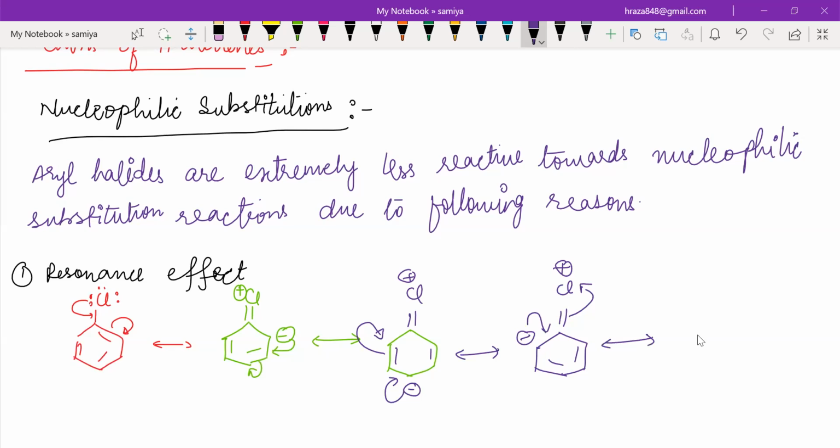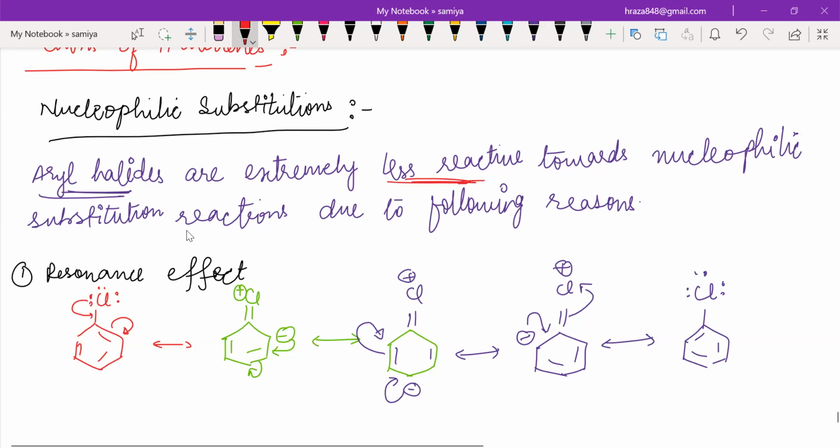So this is the resonating structure, yes or no? Yes, sir. That's what I drew. Did you get the same? Yes, sir. Oh, very good. So basically, this aryl halide is very stable. That's why it is extremely less reactive towards nucleophilic substitution reaction.